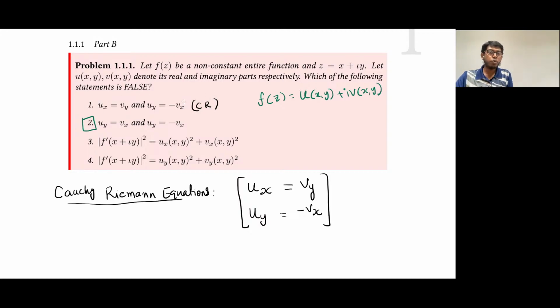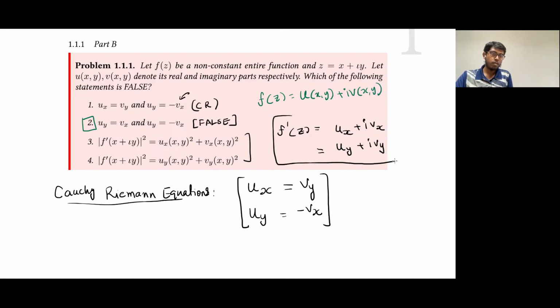So this is a true statement. The second says that u y equals v x. That's not correct. It's u y equals minus v x. So this is false, and that is what in the problem you are asked to find out. And these two are correct because if f is an analytic function, here it's the entire function, so f is a differentiable function. And if it is differentiable, then f prime at any z is the same as u x plus i v x, or it is also the same as u y plus i v y. Okay. So therefore, these two are also correct statements. So therefore, the false one is the second one.